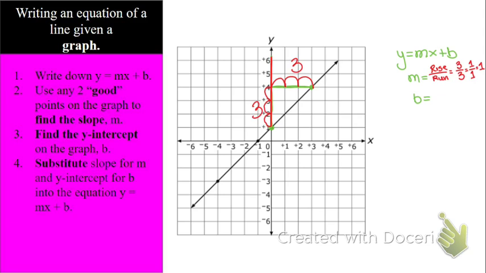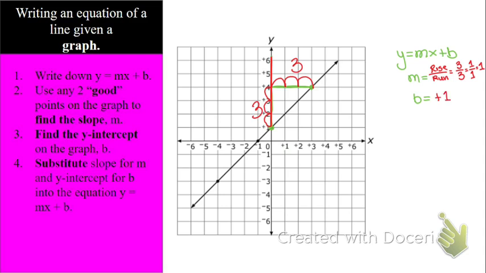Okay, now with my slope being 1, we know that. Now we look to see where it crossed my y-axis. So if I go to my y-axis and I follow down to wherever the line crossed, it crossed right here at a positive 1. So my y-intercept is positive 1.